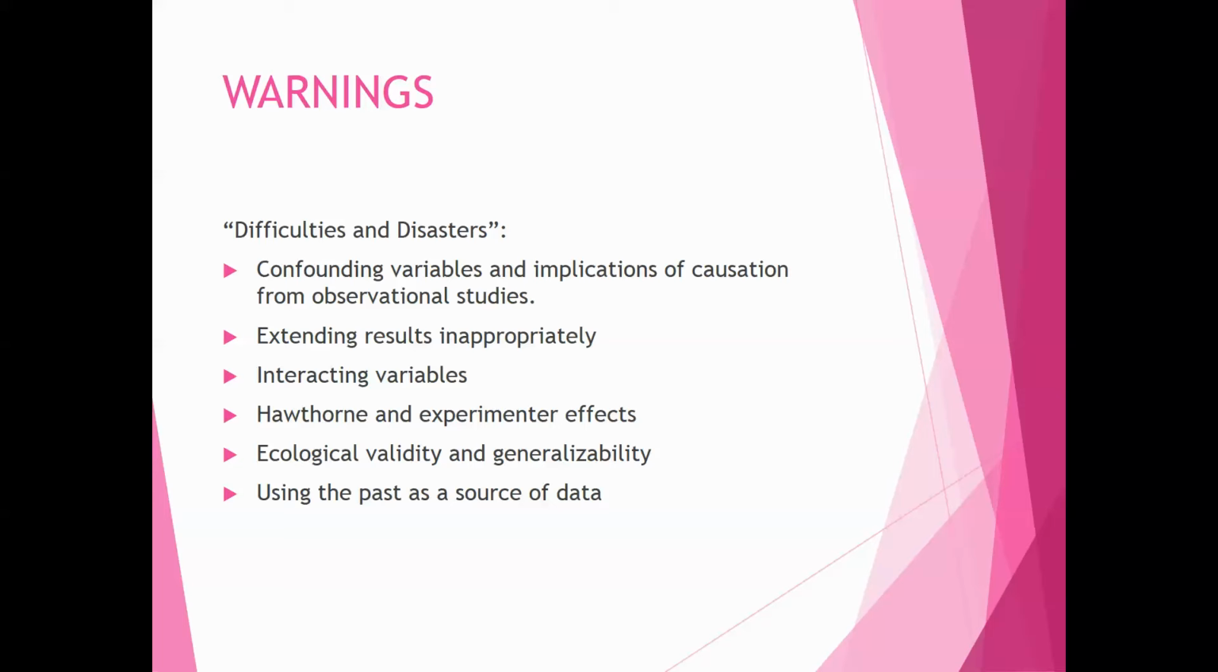You should be concerned about what's called the Hawthorne effect or other experimenter effects. The Hawthorne effect is when subjects act differently knowing that they're being observed. And you need to worry about ecological validity and how generalizable your data is. And using the past as a source of data makes it hard to get good data, and maybe the conditions no longer apply.